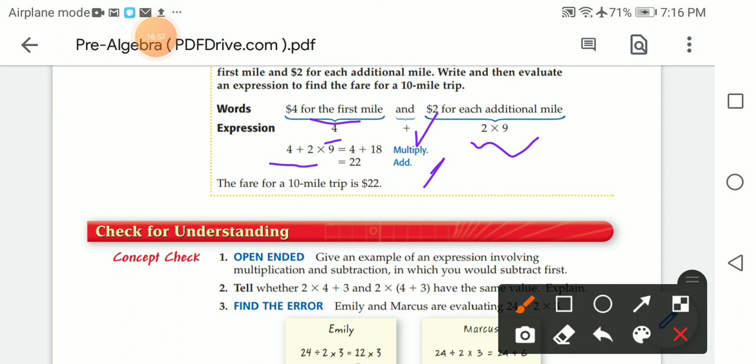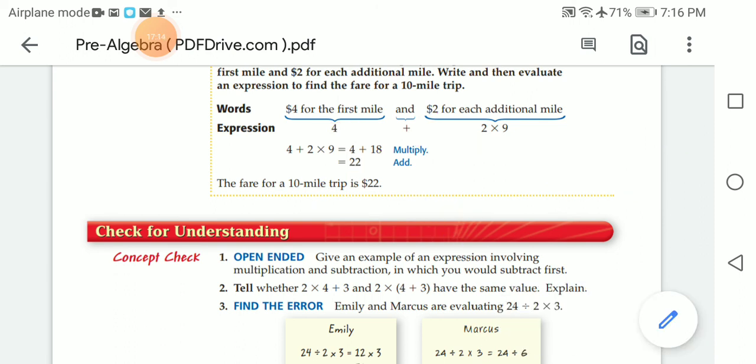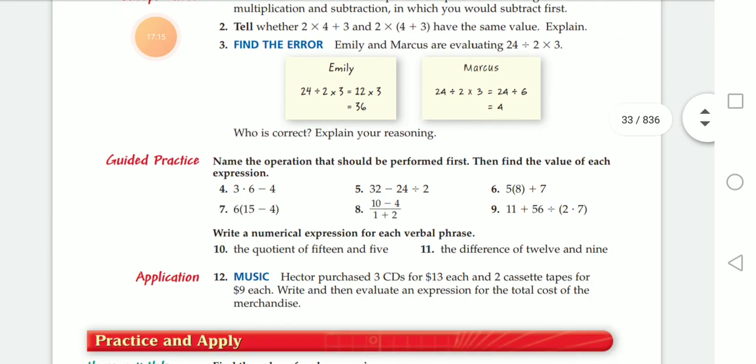What should I start with? Multiplication. As we know, PEMDAS, write it down. So we start by multiplying 2 times 9, 18, and then adding 4, 22. Easy and interesting. Okay, by this we have covered the lesson.